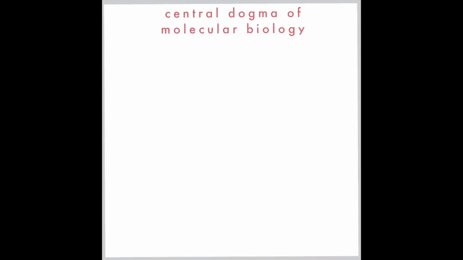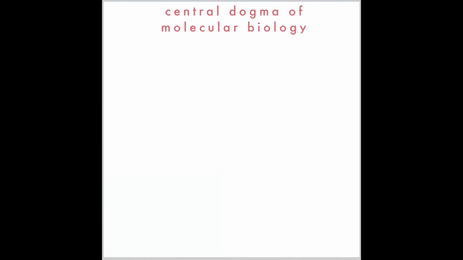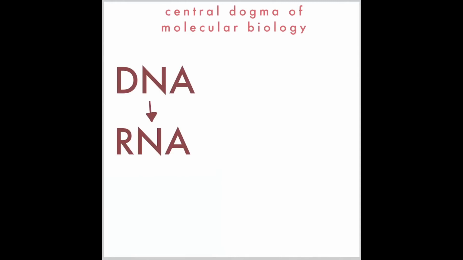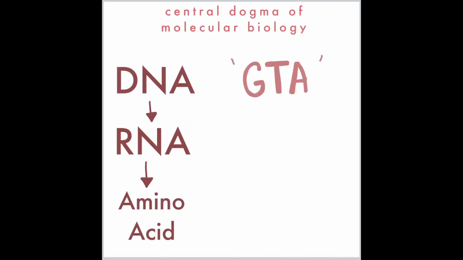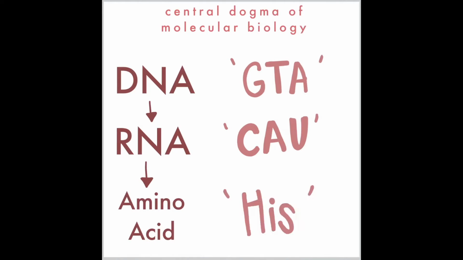This is called the central dogma of molecular biology, which states that DNA is transcribed into RNA, which is then translated into amino acids. These amino acids then bind together to make specific proteins. An example of this would be the DNA sequence GTA, which is transcribed into the RNA sequence CAU. This specific RNA group is then translated to the amino acid HIS.